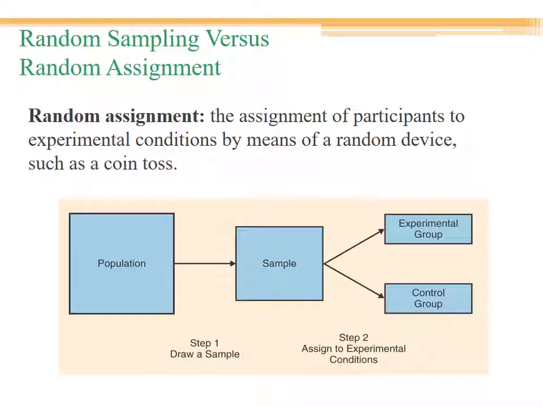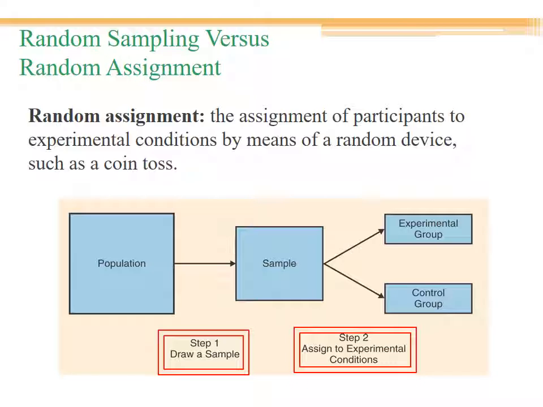Random assignment is the assignment of participants to experimental conditions by means of a random device, such as a coin toss. So this is different than random sampling. Random sampling is a method of choosing participants for the study, step 1. Random assignment is step 2.